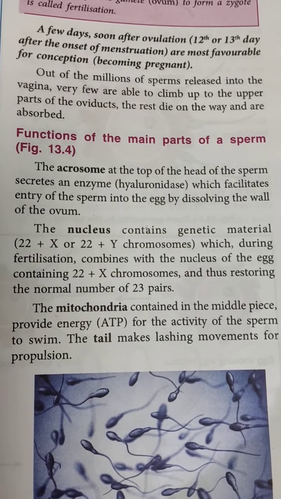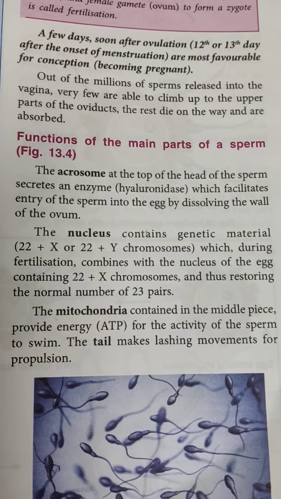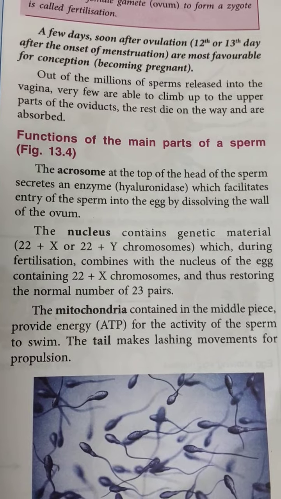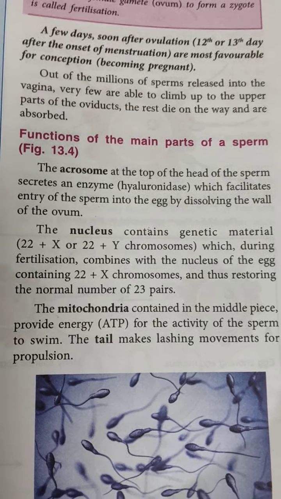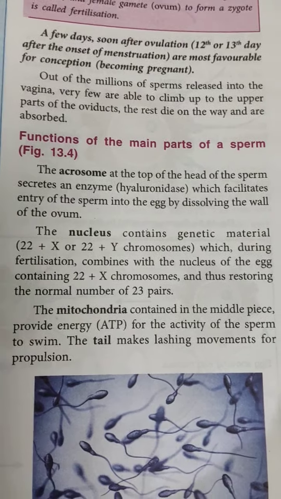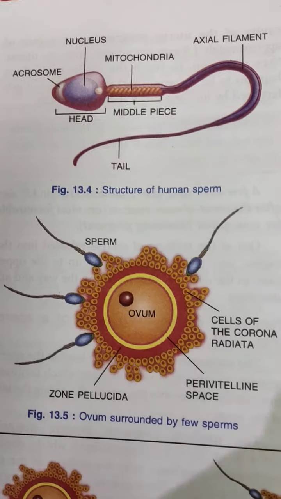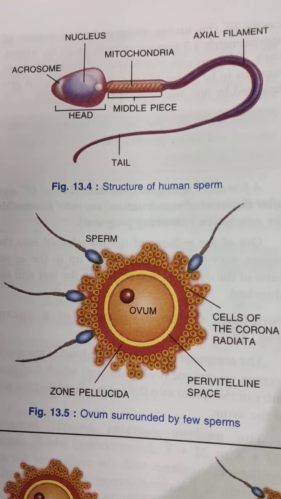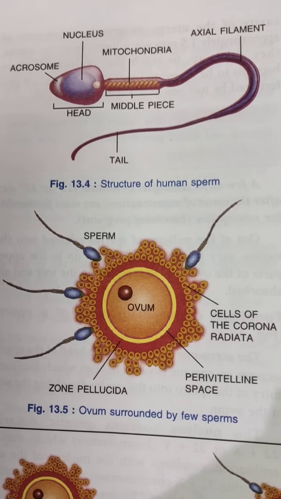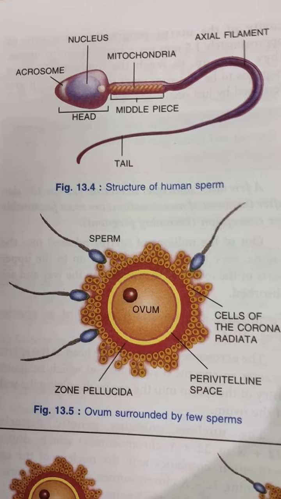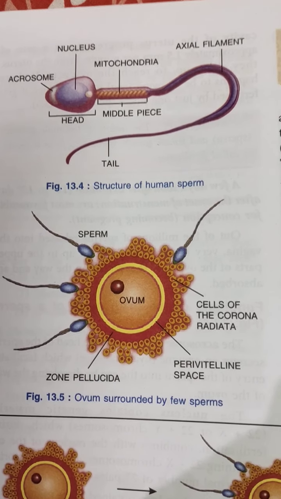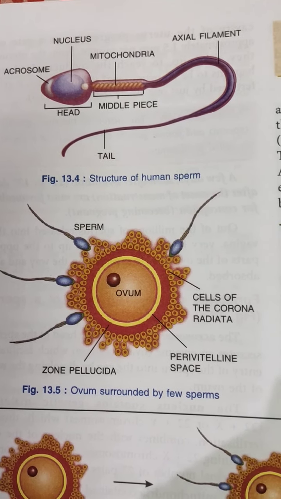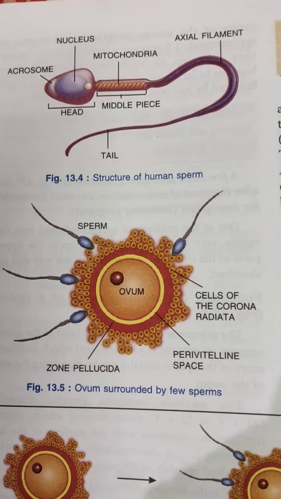So mitochondria is another very important thing in this structure because it consists of the ATP, which actually helps for the motility of the sperm. Okay. Now you see the diagram. This diagram is very important. It may come for your drawing. And also you see the ovum surrounded by few sperms. This particular diagram is also very important.